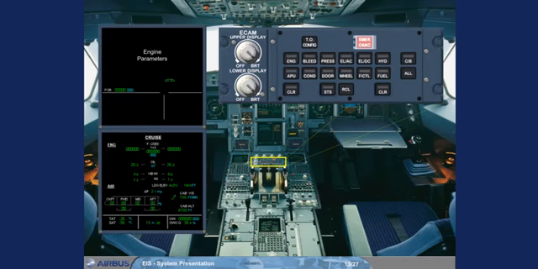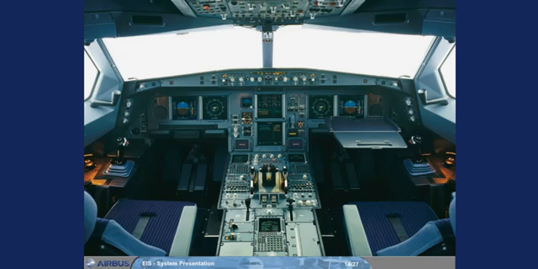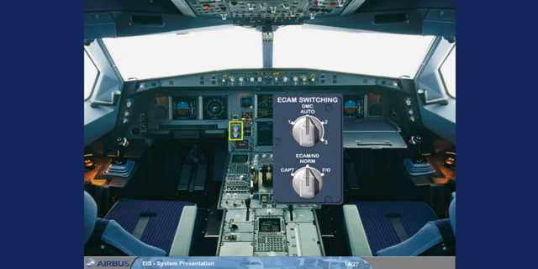The ECAM control panel is on the center pedestal, below the ECAM displays. On the left-hand side, 2 controls turn on and off and adjust the brightness of the 2 ECAM screens. Just to the left of the ECAM lower screen is a switching panel for use in abnormal situations to restore data to the ECAM displays. You will use this panel in the EIS reconfiguration module.